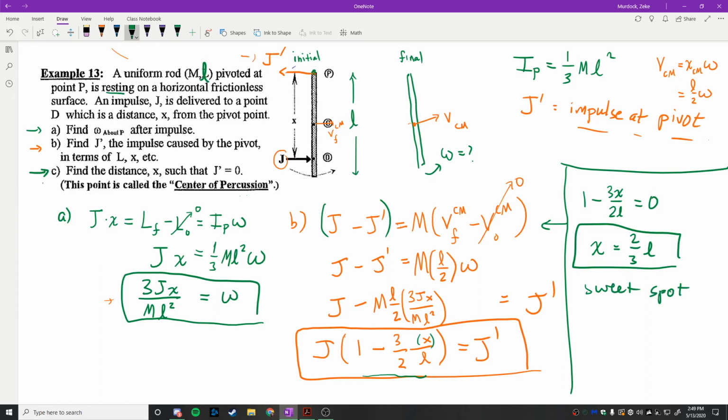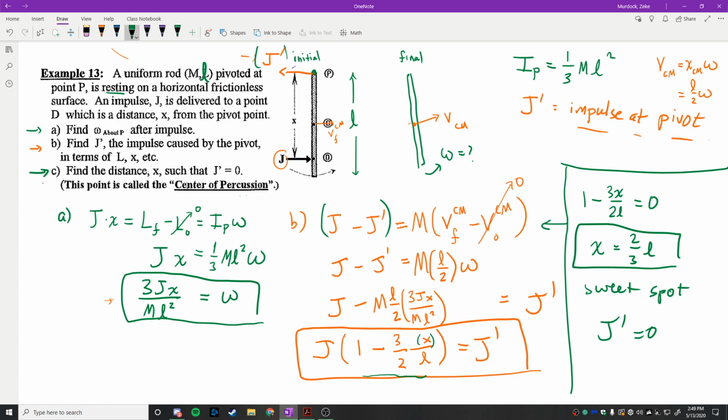than center of percussion. At this point, if you were to swing the bat or the tennis racket about this point, where this is your hand, you would feel 0 impulse. This is where J prime is equal to 0, which means you don't feel a sting at your hand.